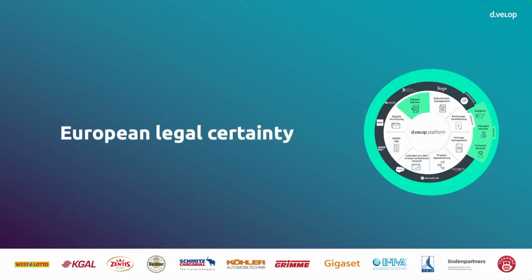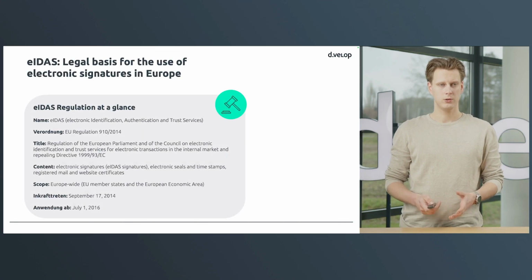Let's move on to the next important point, namely the so-called European legal certainty. Because the most important thing about an e-signature is that contracts signed with an e-signature are also legally secure. This means they will hold up in court if there's any doubt. And here's the keyword, the so-called eIDAS regulation. Until a few years ago, until the year 2016, there was no uniform regulation in the EU on how electronic signatures should be created and applied. The eIDAS regulation changed that.